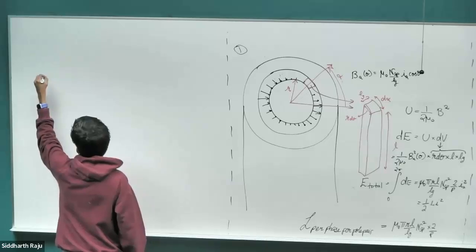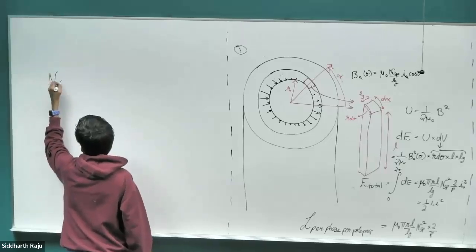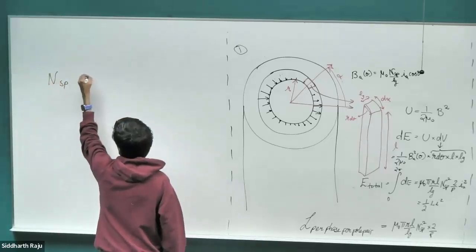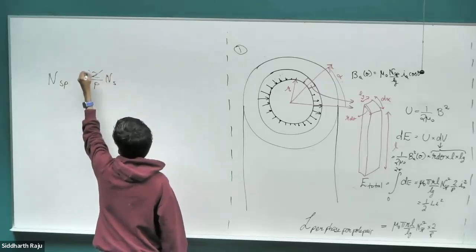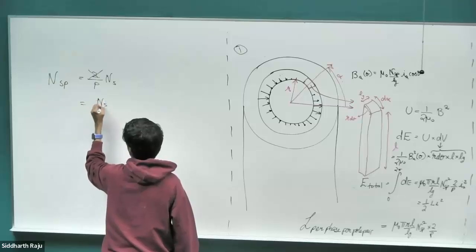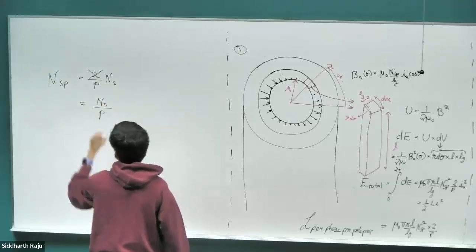Towards the end, when Jonah asked what NSP is, in a hurry, I wrote 2 by P times NS. There should be no 2 there. There is just NS by P. Okay, so that's my mistake.